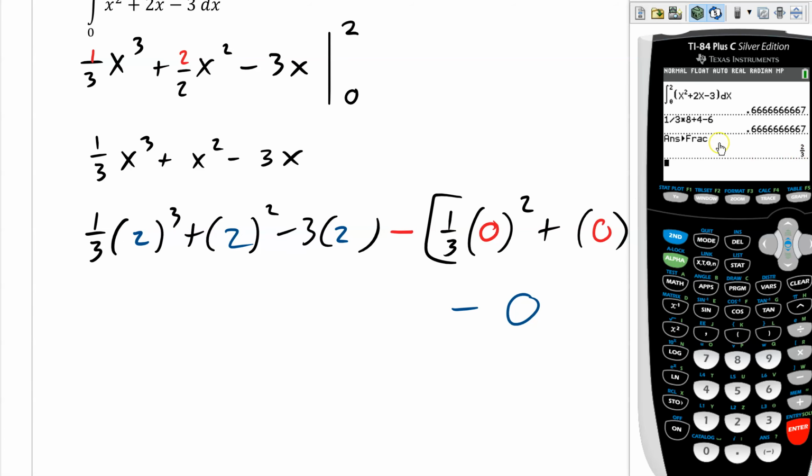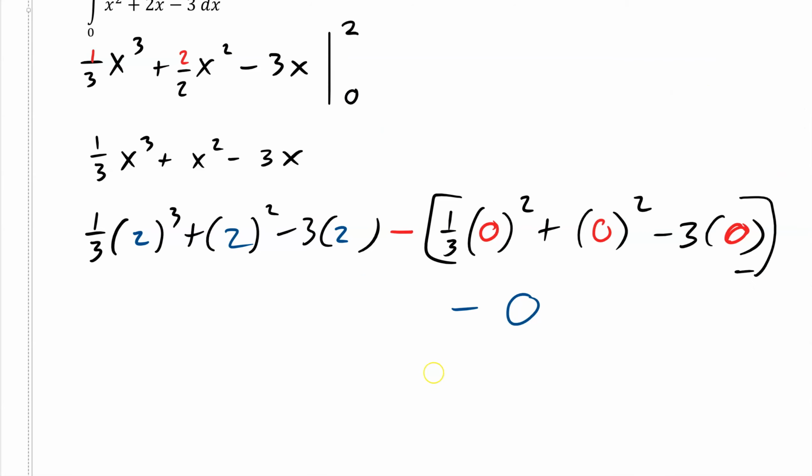So plugging into our calculator, we get 2/3. You can also use the math function in our calculator to find the integral to verify that it is correct. You still have to show work, but it's a quick way to find out the answer. So it's 2/3, take away 0, is 2/3.